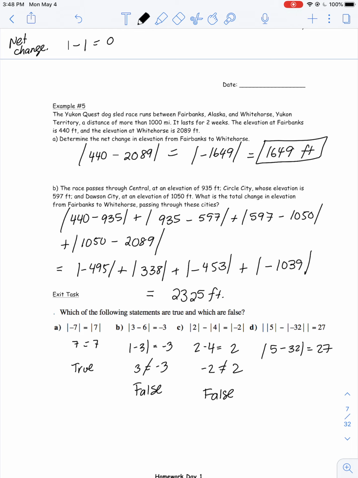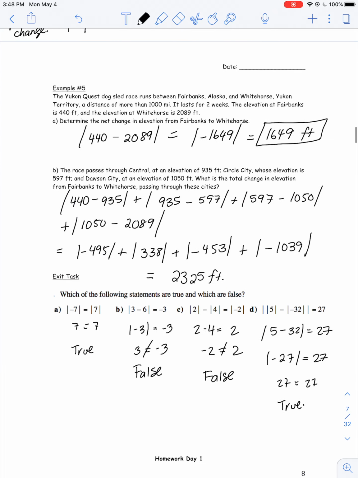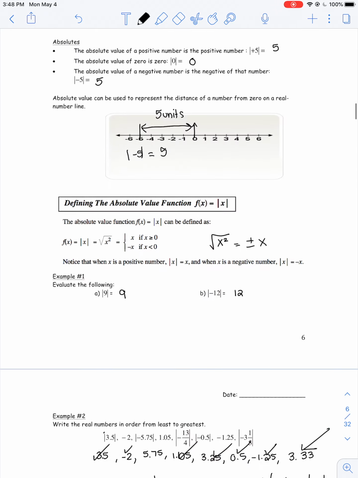And our last one, we have 5 minus 32 in absolutes, and that's equal to 27. 5 minus 32 would be negative 27. And then the absolute of negative 27 is 27, so that is true.